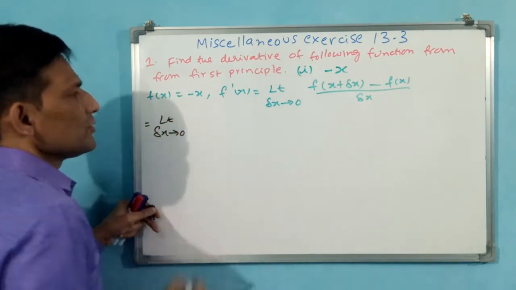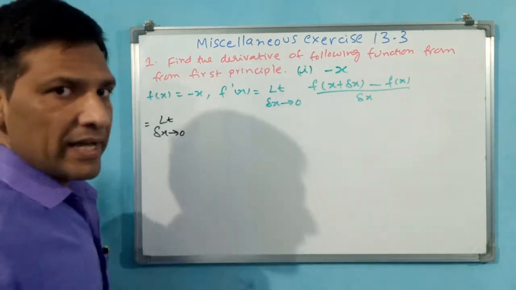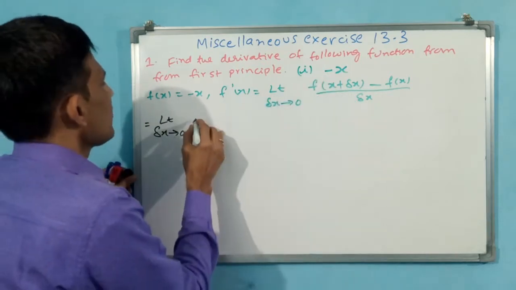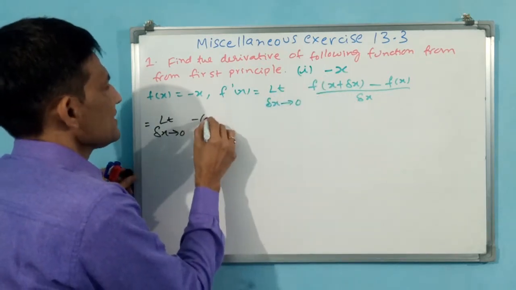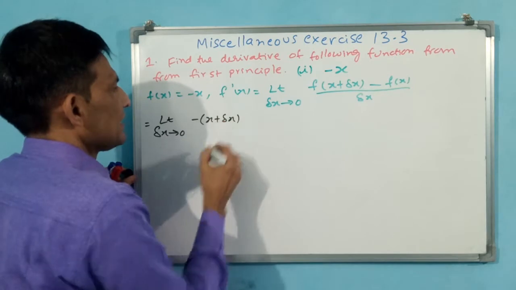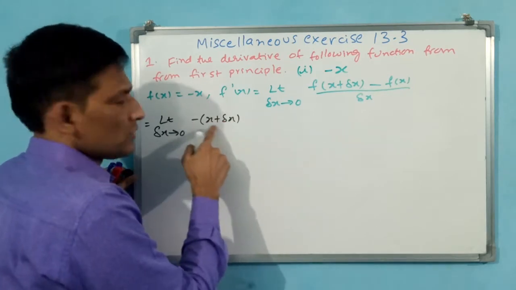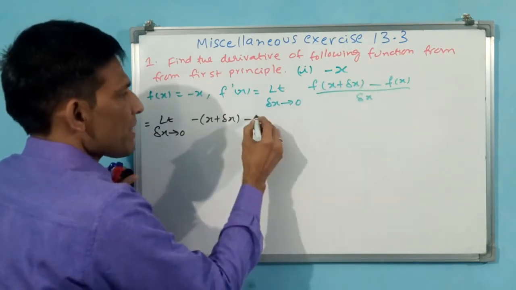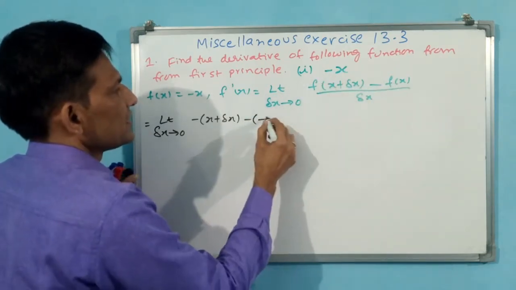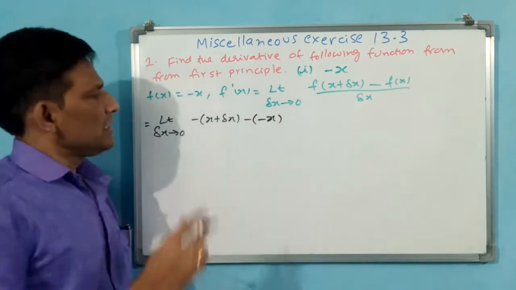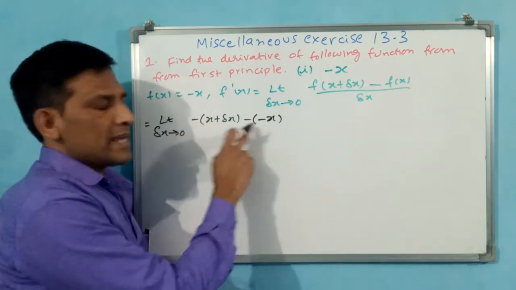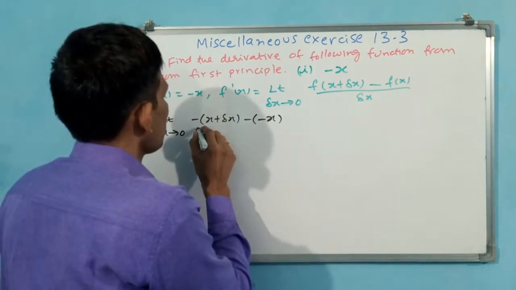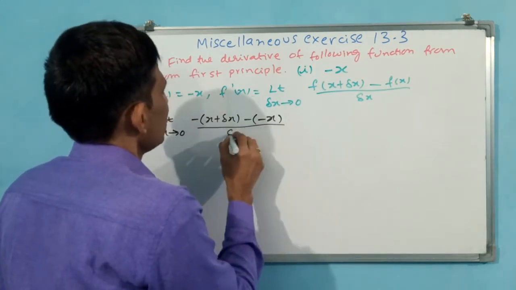Limit delta x tends to 0. See, f of x plus delta x. Where x is there, x plus delta x you have to write. First of all, you have to write minus. Then x is there, x plus delta x. Then this minus is applicable to both x and delta x. Then minus, again minus x. Why? Because logically this x should cancel. You see, minus x plus x, they are going to get cancelled. Like that you have to write, or else you are going to make a mistake.